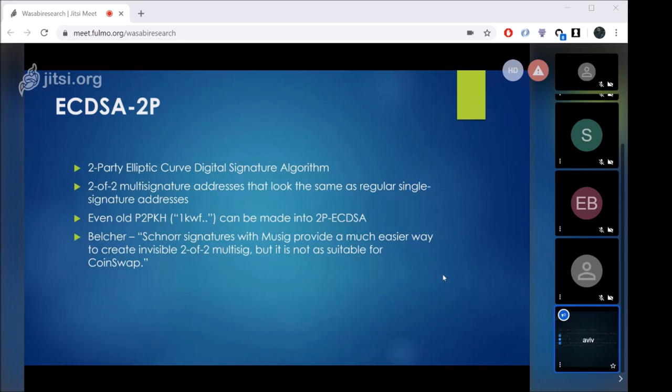And the answer is simple, because not enough people are using this address. And what Belcher really wants is he wants users who are using CoinSwap to look like an overwhelming majority of average people on the network. So he wants people to look like just everyday, old school pay-to-public-key-hash or the newer pay-to-script-hash wrapped in pay-to-witness-public-key-hash. He doesn't want to use a new format that is used by a very small number of people.